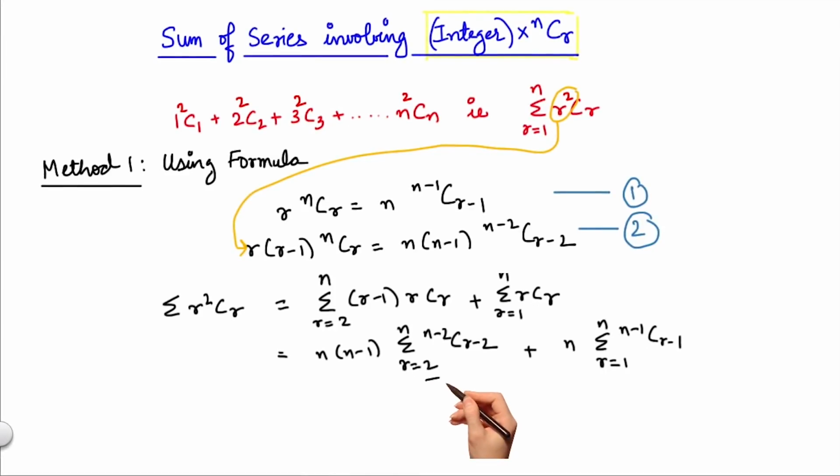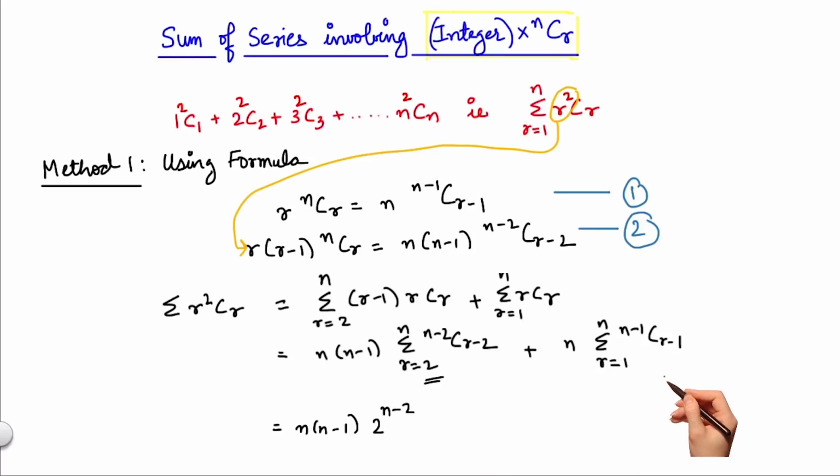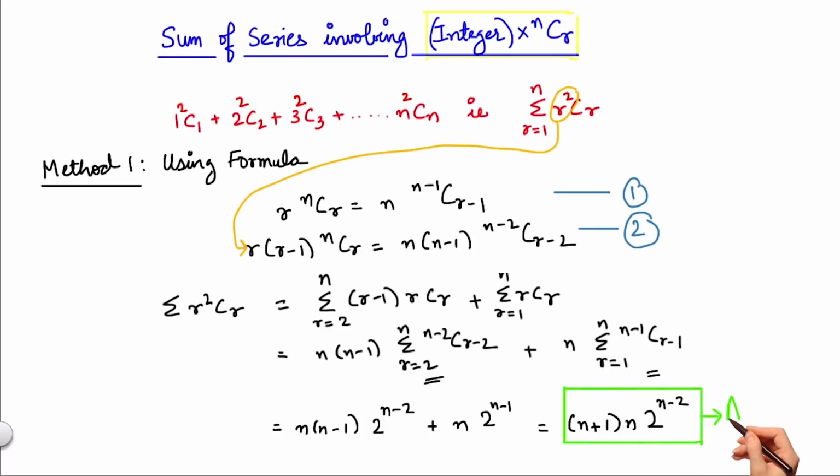This term is the sum of the binomial coefficients where n equals n minus 2, hence it would be equal to n times n minus 1 multiplied by 2 to the power n minus 2. Whereas this term is the sum of the binomial coefficients when n equals n minus 1. Hence, this term would be equal to n times 2 to the power n minus 1. Solving this further, I get n plus 1 times n times 2 to the power n minus 2 as my answer.